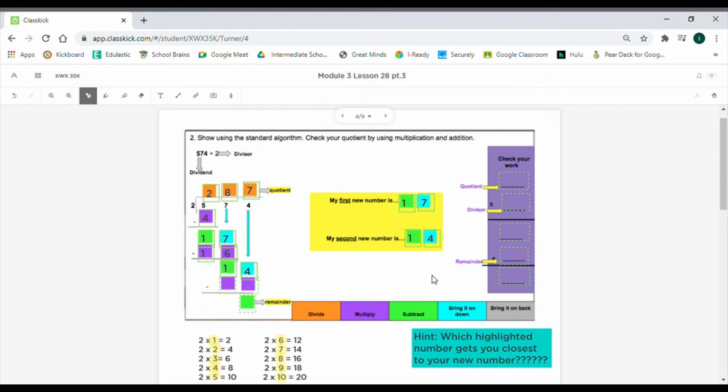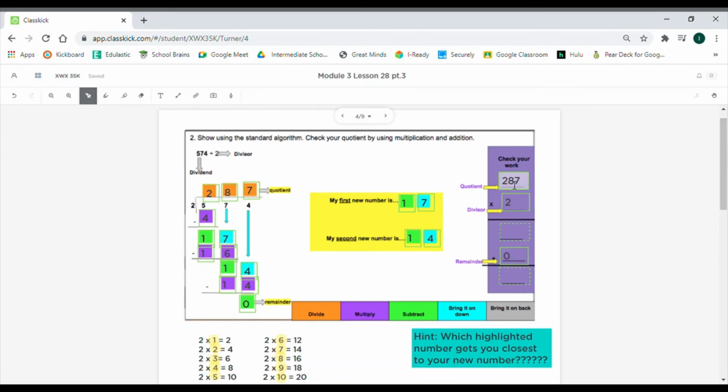So now let's multiply. What number did we just put at the top? Yeah, 7. And what's our divisor? 2. So let's multiply 2 times 7. What do you get? Good, 14. After we multiply, our last step is to subtract. 14 minus 14, what do we get? Good, 0. So our quotient is 287. Our divisor is 2. Our remainder is 0.